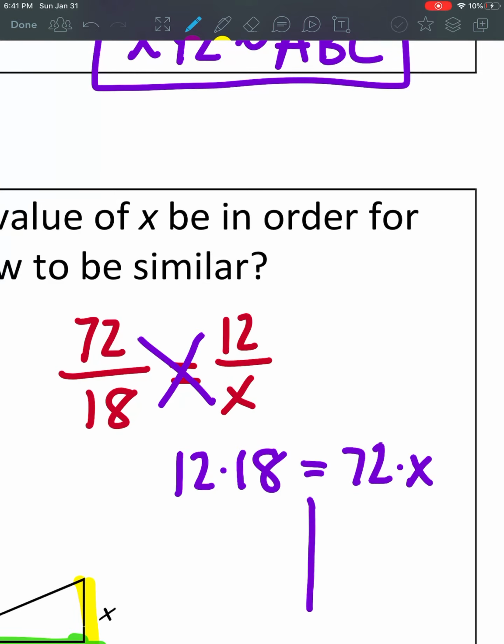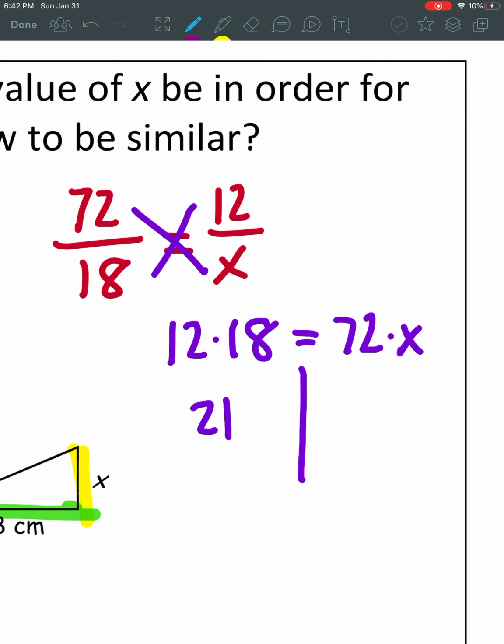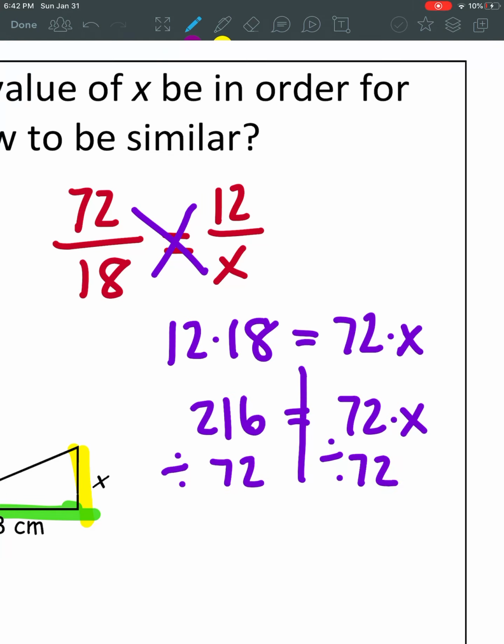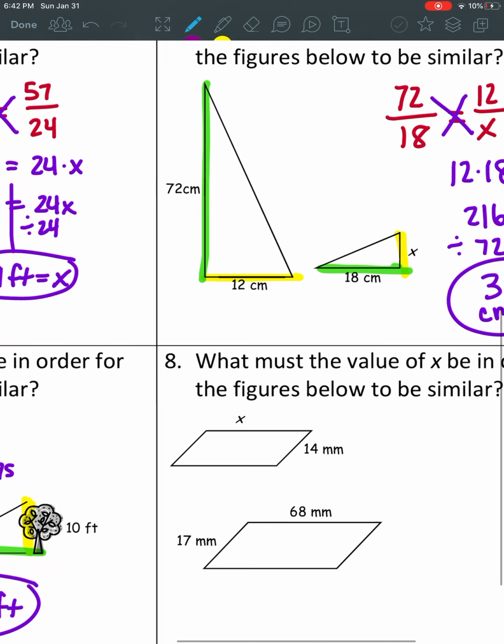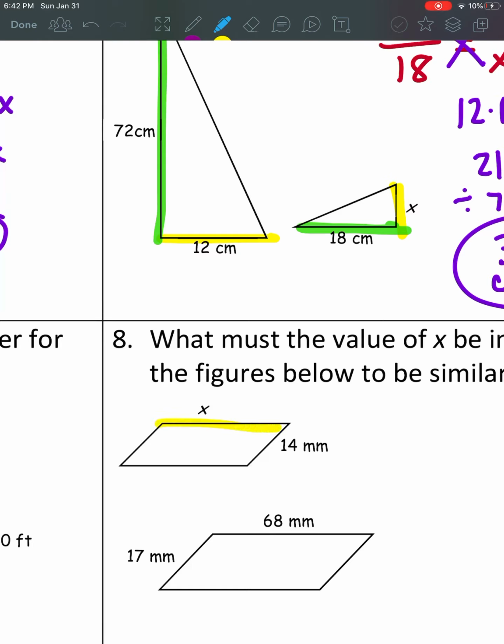12 times 18. And no, I am not doing all of this in my head. I have a calculator next to me, and you guys are welcome to use calculators as well. As long as you show your work and I can see how you're solving your problems, you can be using your calculator. So we'll divide by 72. I did it real quick, so I want to make sure I have it correct. It is 3. So 3 is x, and make sure that's 3 centimeters.